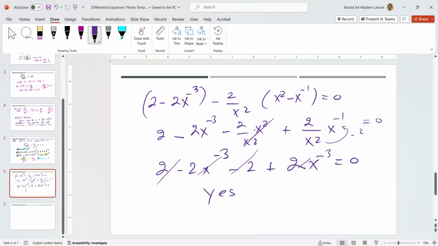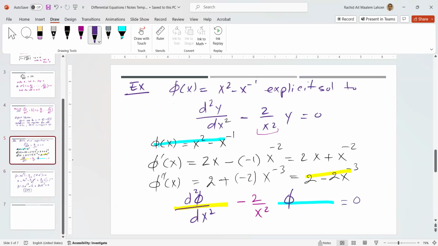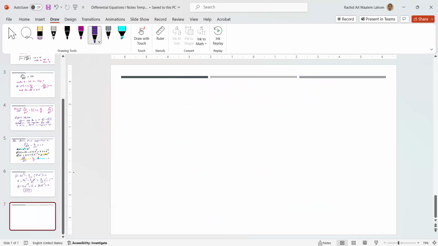So yes, this function that was proposed is an explicit solution to this linear differential equation. You should try this one: pause the video and try it for this function x cubed, and you should find that it's not a solution.